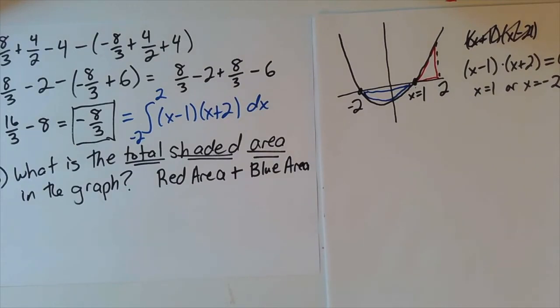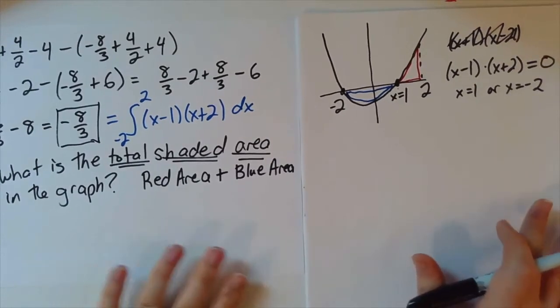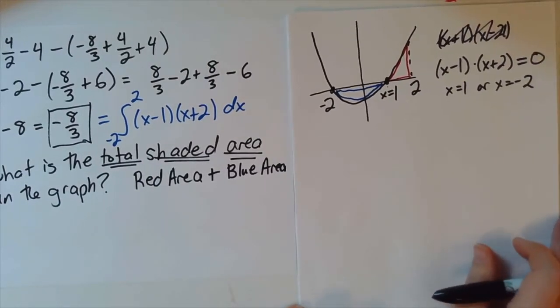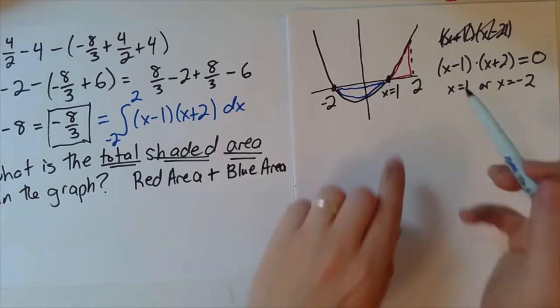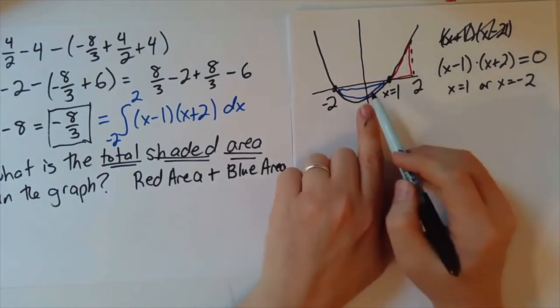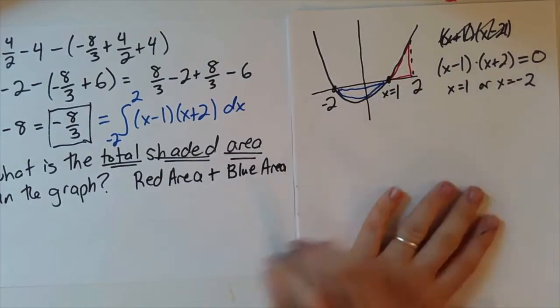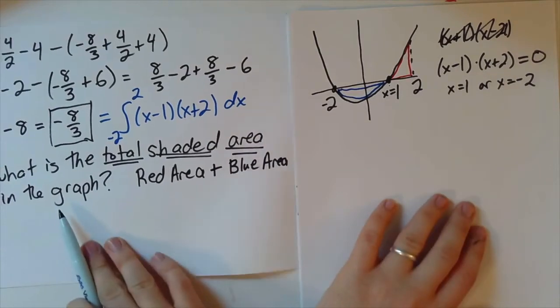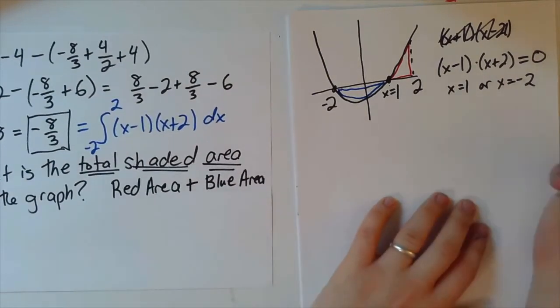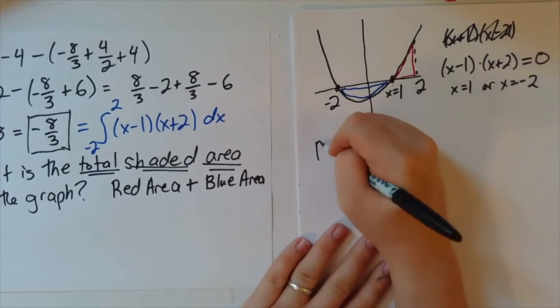So in order to figure out the red area and the blue area, I'm going to have to answer those two questions separately. I'm going to figure out what the red area is, figure out what the blue area is, and then I'm going to add them together, and that will be my answer to this question that I called question B. Okay, let's start with the red area.